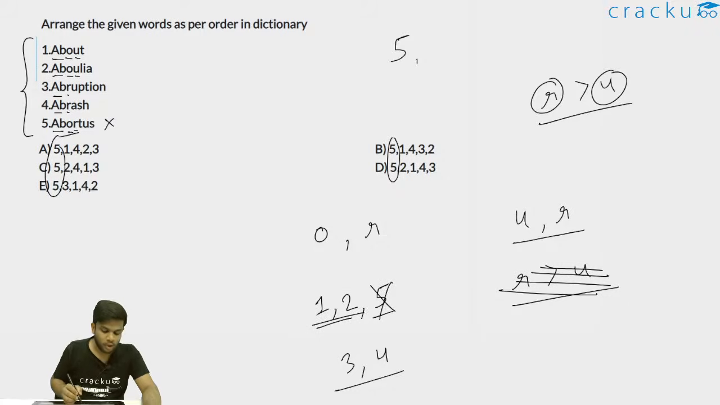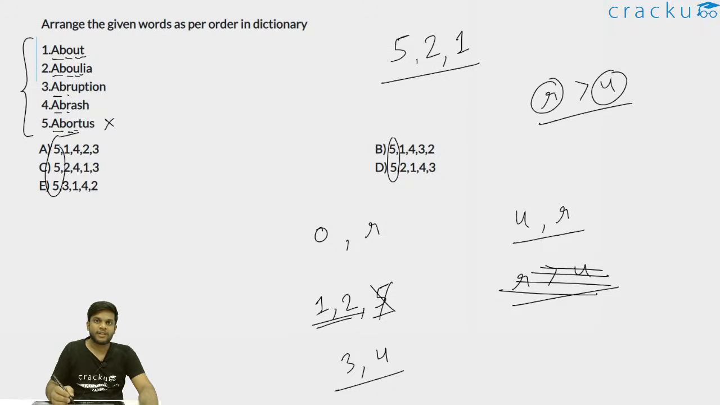Now for 1 and 2, after U it is T and L. So L comes before T. So 2 will come before 1. Now we have arranged 5 to 1.